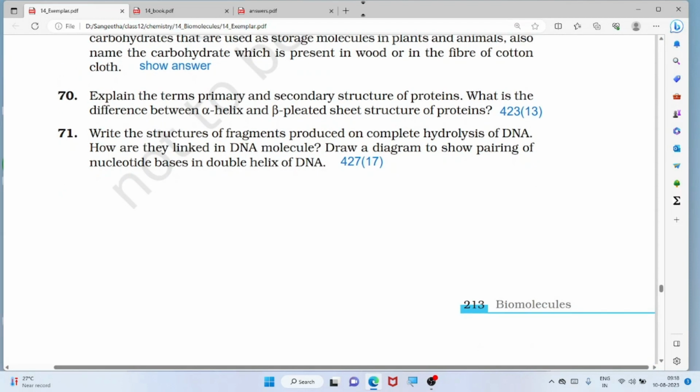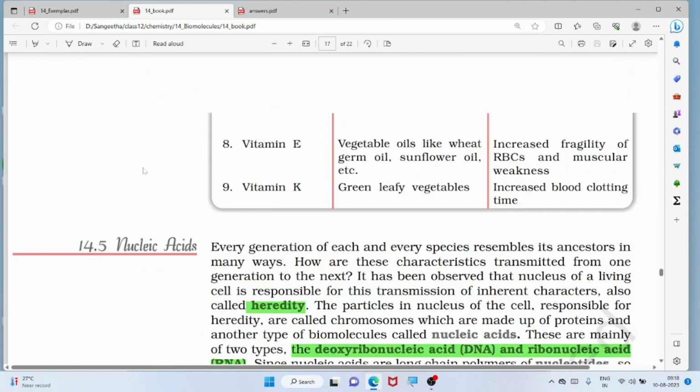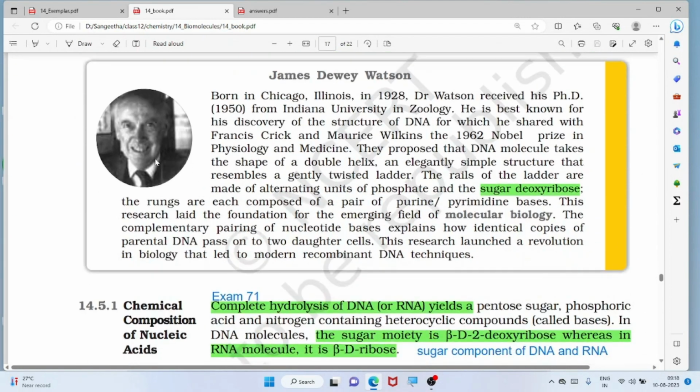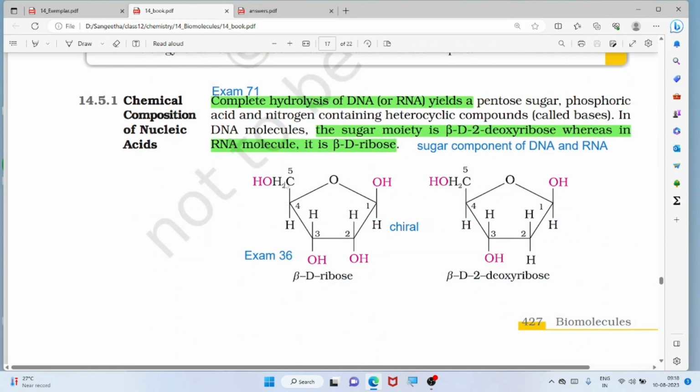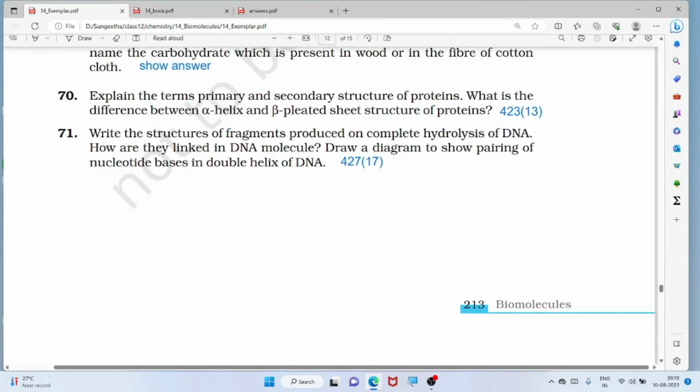Write the structures of the fragments produced by the complete hydrolysis of DNA, and how they are linked in the DNA molecule. Draw the diagram to show the pairing of the bases in the double helix of the DNA. 17. Okay, these are the structures, you can go through it. Okay.